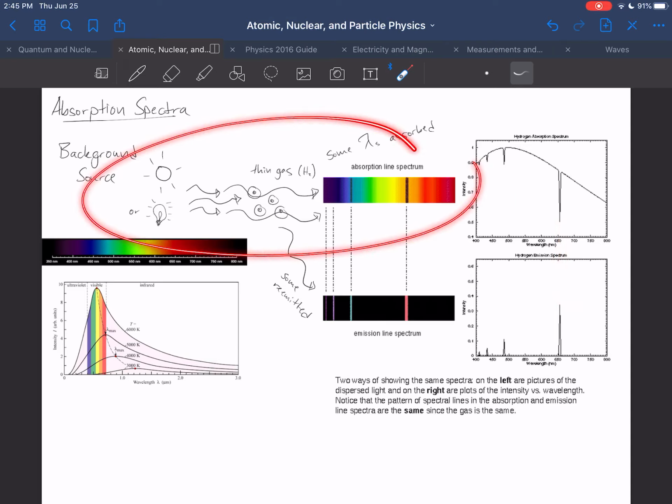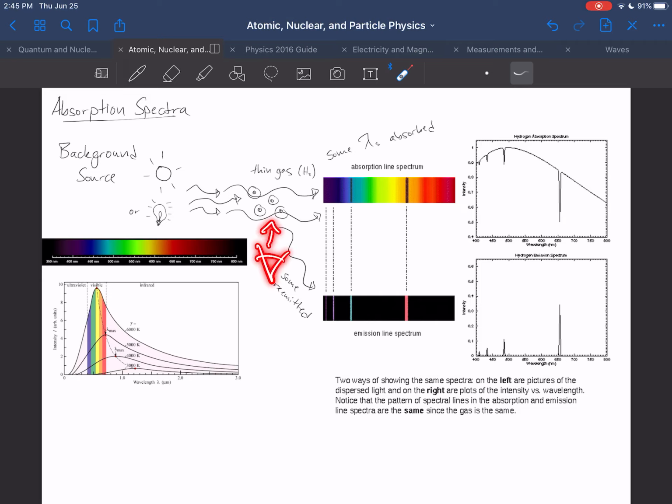So again, in this setup, there are two ways you can look at what's going on. One is you can look at the gas itself. If you look at the gas itself, you will see an emission spectrum. Or you can stand over here and look at that original source with that gas in front of it. Then what you will see is the shadow of the gas itself on the spectrum. You don't see the full spectrum. You see that there are gaps in the spectrum produced by that thin gas. That is known as the absorption spectrum.